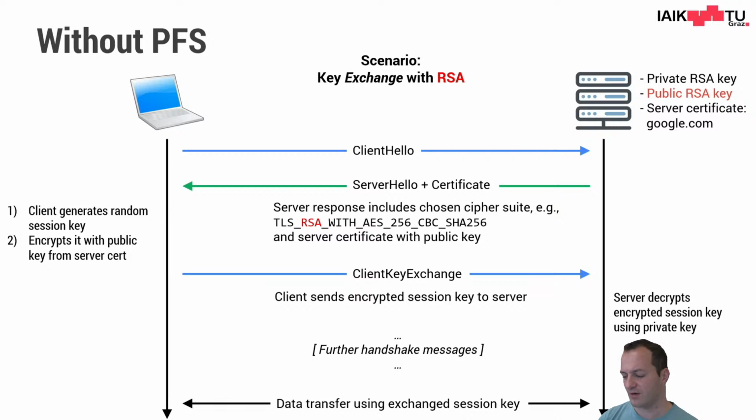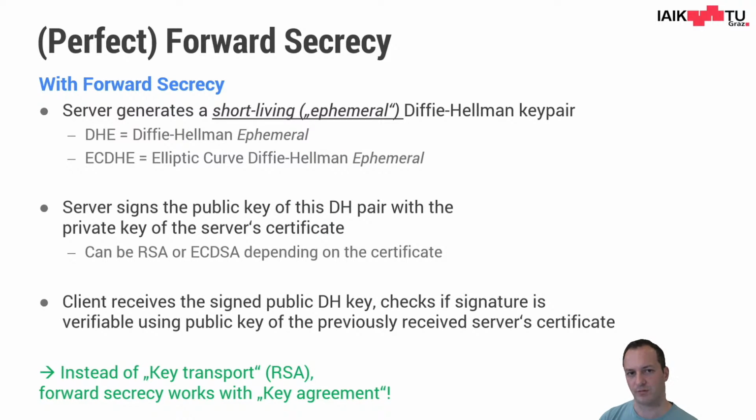The better choice here is to make use of perfect forward secrecy. Perfect forward secrecy is based on key agreement, which means the key is never actually exchanged, never actually transferred. You agree on a key, both sides agree on a key, and you transfer small parts that are needed to compute the key, but never the full key. And it works exactly like this. The server first generates a short-living Diffie-Hellman key pair. Short-living here, or ephemeral in technical terms, means it's destroyed after the TLS session ends. So the idea is that this key pair will not be stored on a server for a long time.